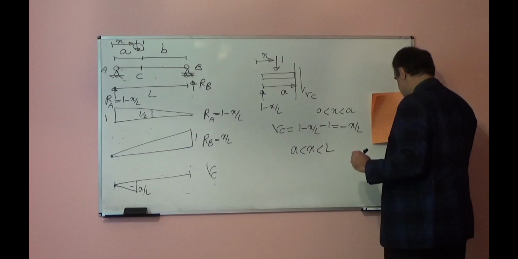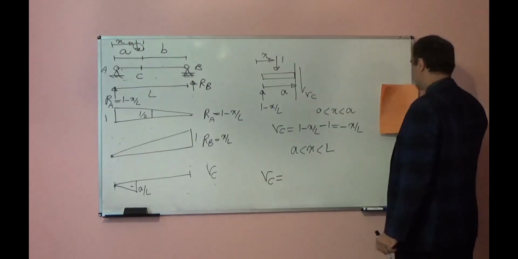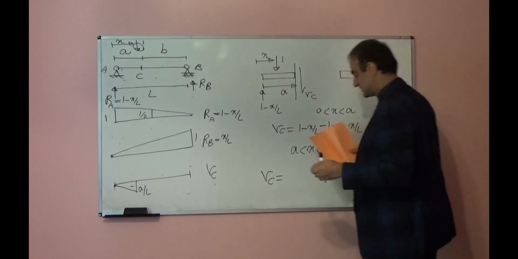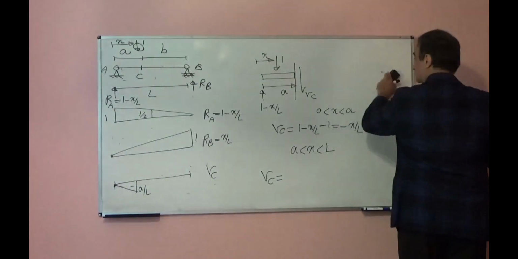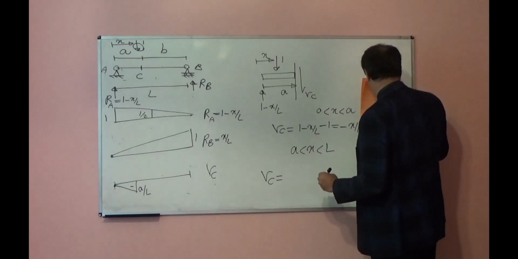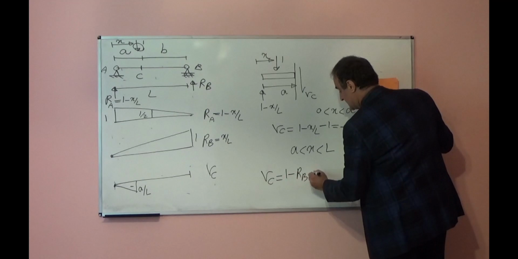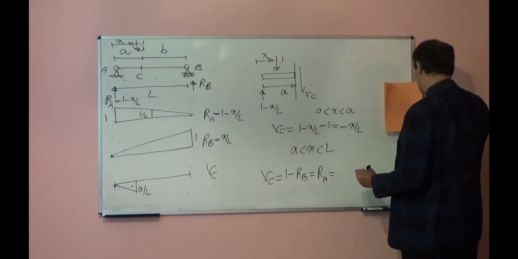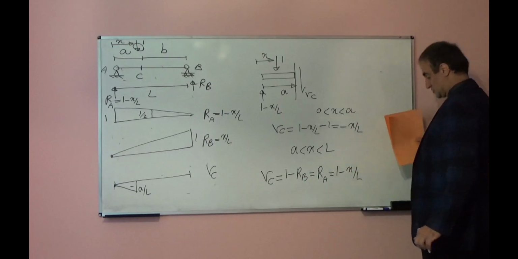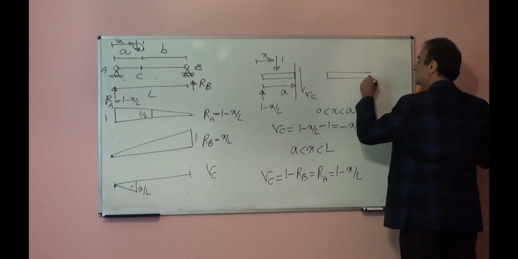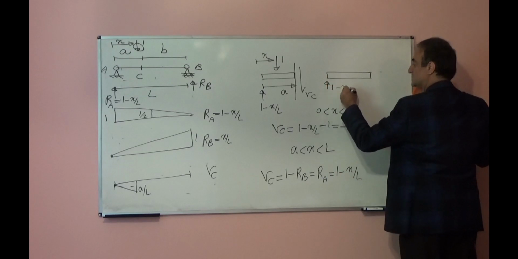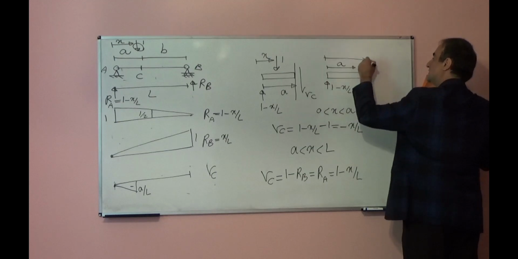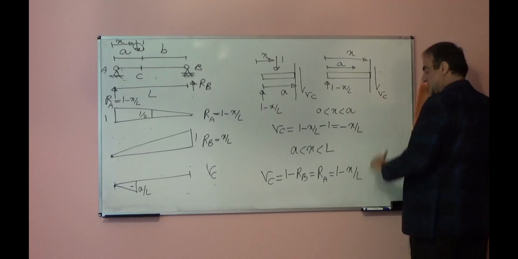In that case, VC will be equal to, I can draw the free body diagram even from this side if you want, or let's continue from one side. VC will be 1 minus RB, which is equal to RA. That will be equal to 1 minus x over L. So if I draw the free body diagram this time, here you have A, this is your X, and this is your VC at the cut point.